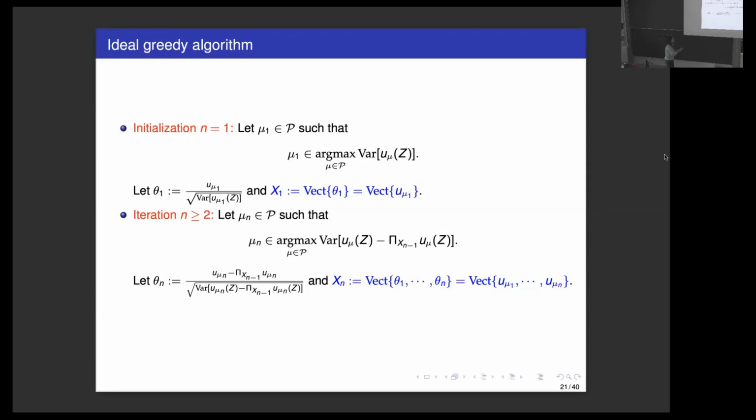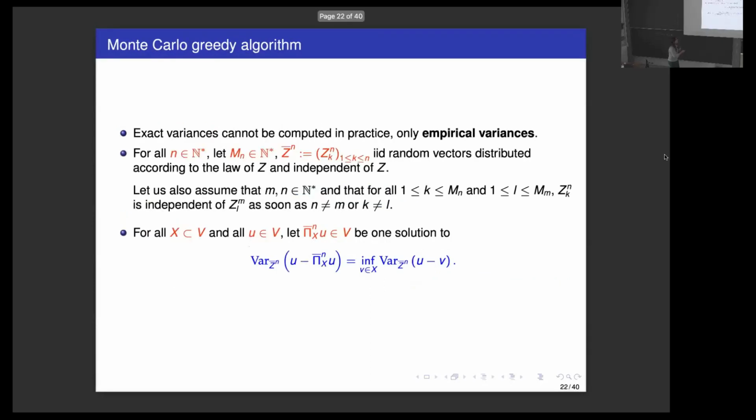Of course, the problem here is that in order to compute mu1, ..., mu n selected by this ideal greedy algorithm, one will need to compute exact variances, which we cannot do in practice. In order to alleviate this problem, a natural way is to replace the exact variances at each iteration of the algorithm by empirical variances associated to some random samples.